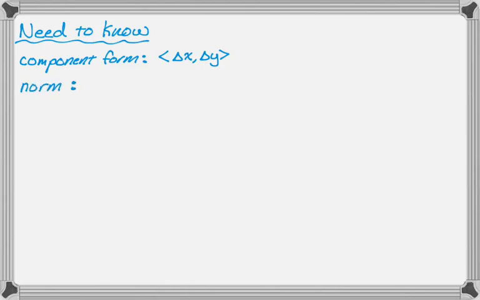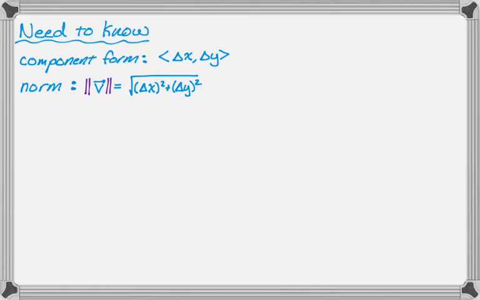The norm of a vector has its own notation, and it kind of looks like a double absolute value. So we do two vertical lines, then the name of the vector, then two vertical lines. That's going to be equal to the square root of delta x squared plus delta y squared, which looks a lot like the distance formula because it basically is the distance formula. You're finding the distance of the component form, which is really the terminal point of the vector, to the origin, which is 0, 0. So the distance formula reduces down to that. That's how we find the norm.